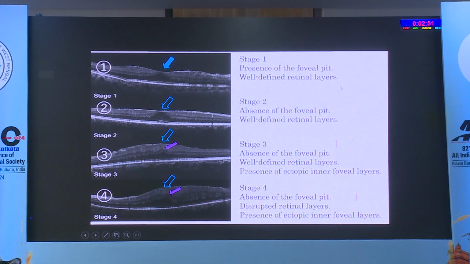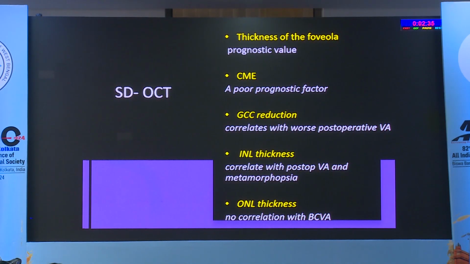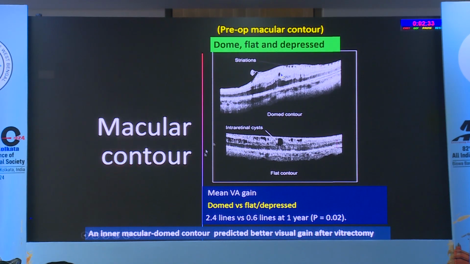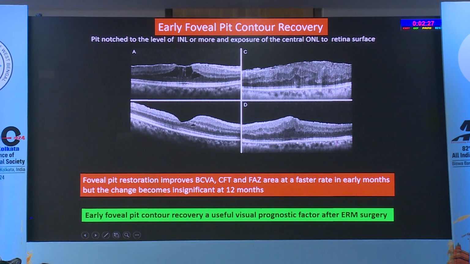In the ERM, basically look at the stage, which indicates there is an entity which has been described as ectopic inner foveal layers and the retinal layers. These two entities, if they are present, indicate a poor prognosis. So stage 3 and stage 4 respond poorly to treatment when compared to stage 1. Also, if you see a dome-shaped macula, they tend to do well when compared to a flat or a depressed macula.